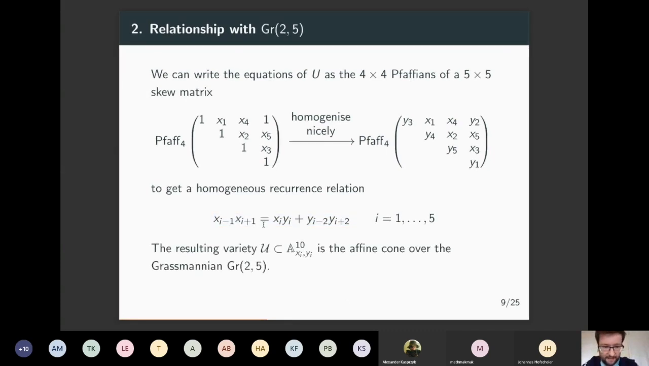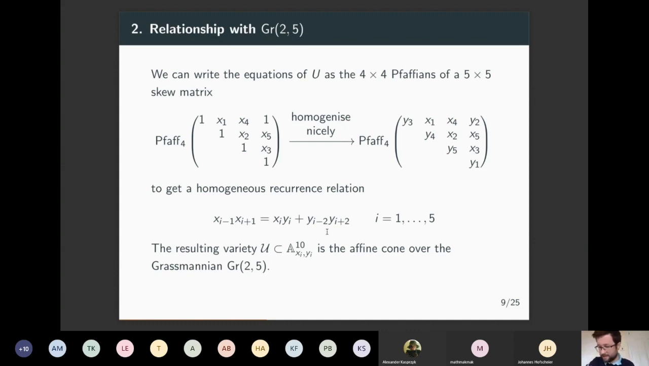And if I think about the affine variety that's defined by these 5 equations, now in 10 variables, it's very well known. It's just the affine cone over this Grassmannian Gr25. So essentially we can just take this to be the definition of the Grassmannian for this talk. It's just the variety that's defined by the 4 by 4 Pfaffians of a generic 5 by 5 skew matrix. And here is a very nice way to organize the variables in this matrix to get a nice 5 periodic recurrence relation.